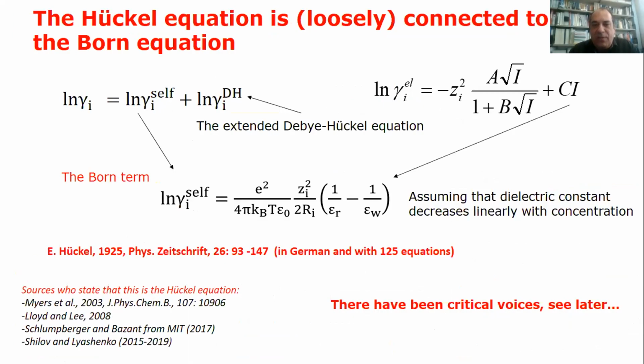So for this reason, many people believe that the Hückel equation is essentially a simplification, or loosely connected to the Born equation. So this is the Born equation for the self-solvation term, the ion charging term. And this equation, if we assume a linear composition dependence of the dielectric constant, we almost arrive, under some assumptions, at the Hückel equation. So many people have considered those two equations connected to each other, although this connection, of course, is a little bit loose. I will get back to the Born equation later.